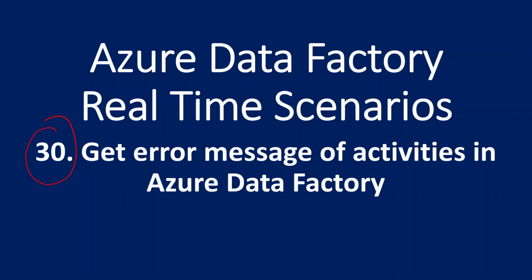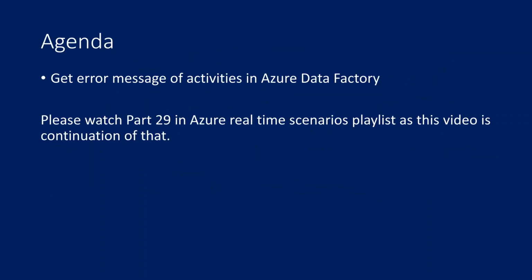This is part 30 in Azure Data Factory Real-Time Scenarios playlist. In this video, we are going to discuss how to get error messages of all failed activities in Azure Data Factory. Please watch part 29 in Azure Data Factory Real-Time Scenarios playlist before watching this video. Why? Because this is almost like a continuous video to the part 29 video.